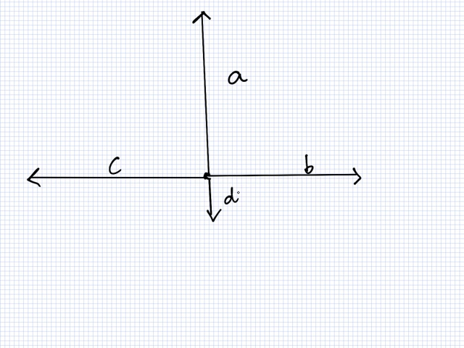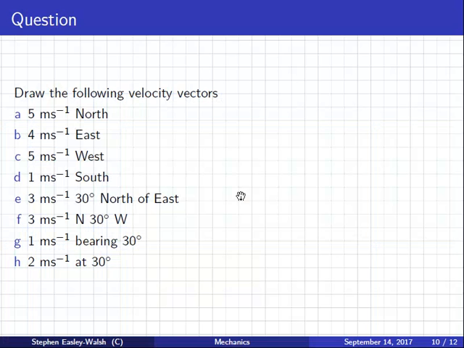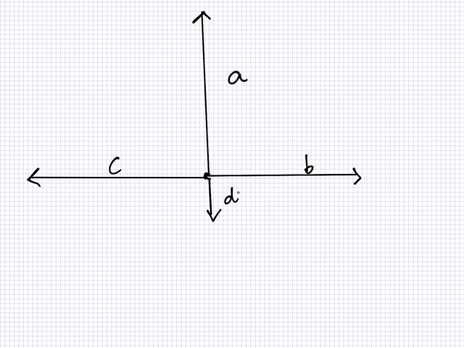Now it gets more interesting. What's the next one? 3 meters, 30 degrees north of east. I don't know if anybody knows which way I should draw this one. So, where do I start and where do I move? Start at the north and move to the east, yeah. And what did I say? 30. Yeah, so this here is 30, and this is E now.